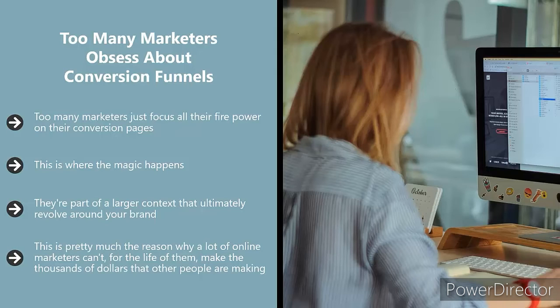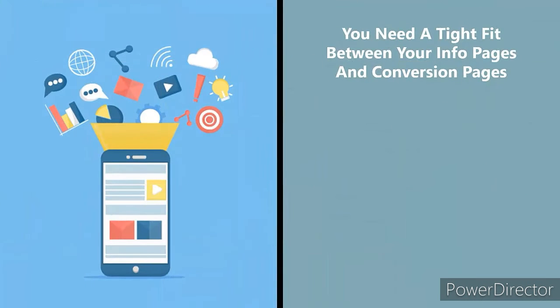This is pretty much the reason why a lot of online marketers can't, for the life of them, make the thousands of dollars that other people are making. It's not because they're dumb. It's because they're focusing on the wrong things. You need a tight fit between your info pages and conversion pages. You have to make sure that you use calls to action to get people to where you need them to go. Unfortunately, when marketers set up K and L pages, they skip the T pages. This is an often fatal mistake.